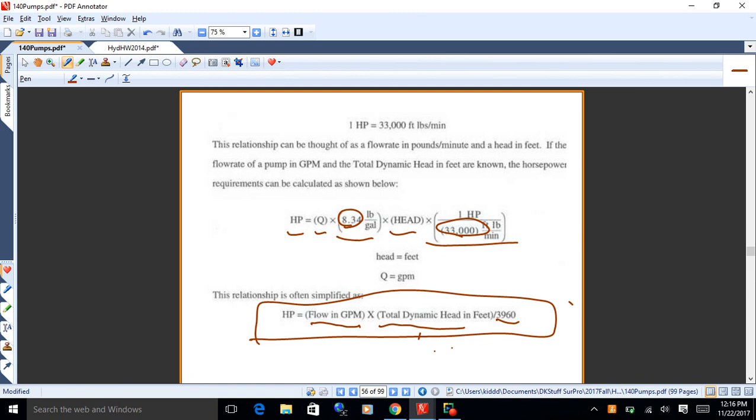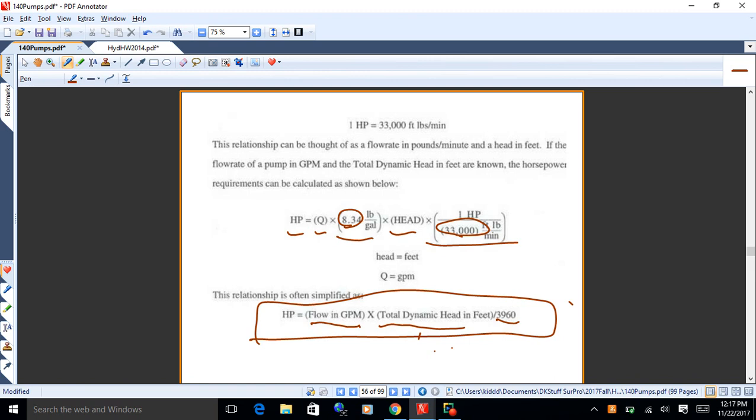So the bottom line from that last little five minutes is, to get the horsepower that is delivered to the water, take the flow in gallons per minute, multiply it by the TDH, and divide it by 3,960, and that'll get you the power. Okay, that's basically it. That's really the main thing you need to remember, and that's on the formula sheet.